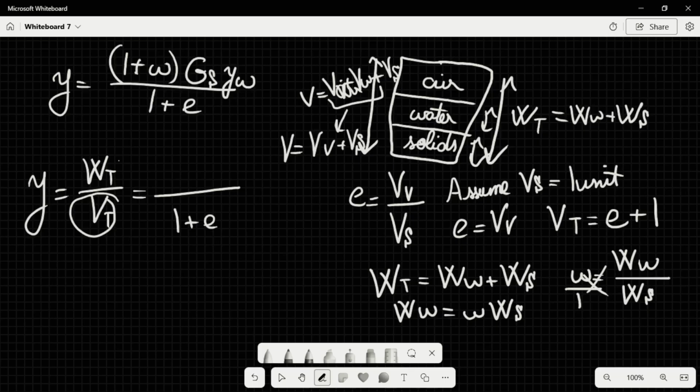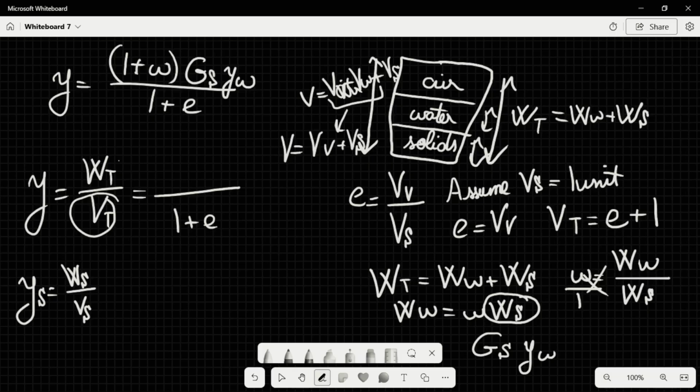Now, the last thing that we need to prove is that the weight of solids has a relationship that binds it to GS, which is the specific gravity of solids, and gamma water, which is the unit weight of water. So how do we do that? Well, by taking a look at the unit weight of solids, we can see that the unit weight of solids is equal to the weight of solids over the volume of solids. Now remember that we assumed that the volume of solids is equal to 1 unit. So the weight of solids is equal to the unit weight of solids, simply put.